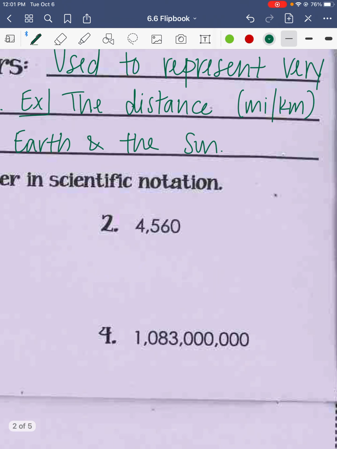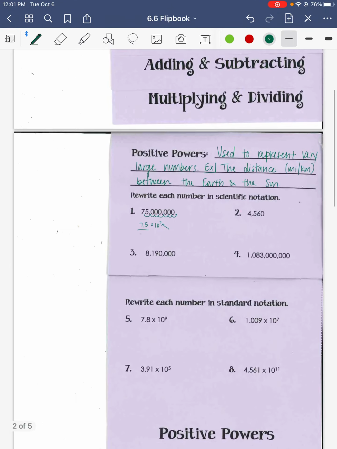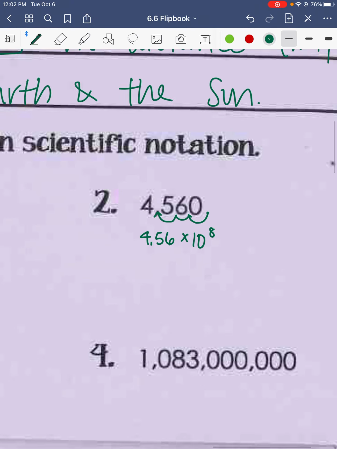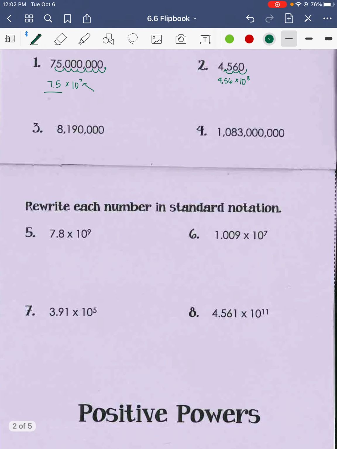So let's look at this one. We want a number between 1 and 10 here, which is going to be, if we put the decimal here, 4.560. Okay, so if we want this number 4.56, we don't need to include the 0. The decimal starts here. We go over 1, 2, 3 spaces, and that becomes the exponent on the 10, the power of the 10. Okay, so you do 3 and 4 here on your own.